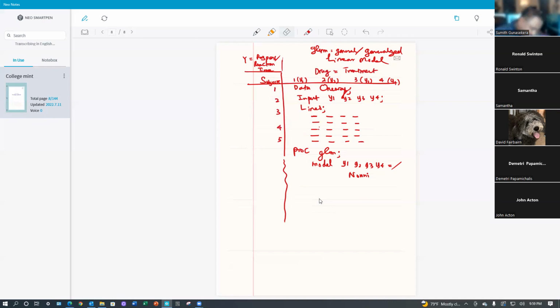Then you can say repeated. Who will be repeated? Drug. Drug will be repeated. How many drugs, how many treatments? 4. And not only that, I need the contrast. Contrast means comparison, the pairwise comparison with respect to 1. Then you can give the summary and means. Those things we can get.